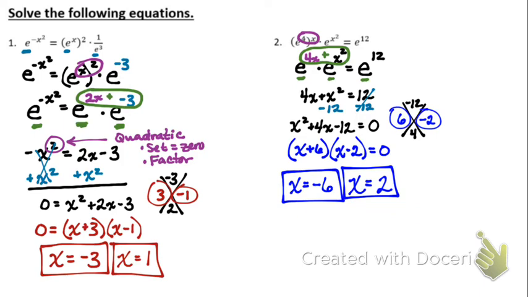We have a quadratic equation here because of the x squared. So that means setting it equal to 0 and factoring. So I get x squared plus 4x minus 12 equals 0. Multiplies to negative 12, adds to a positive 4. That's going to be 6 and negative 2. So x plus 6, x minus 2. That means x is negative 6, x is positive 2. That finishes up 5.3.